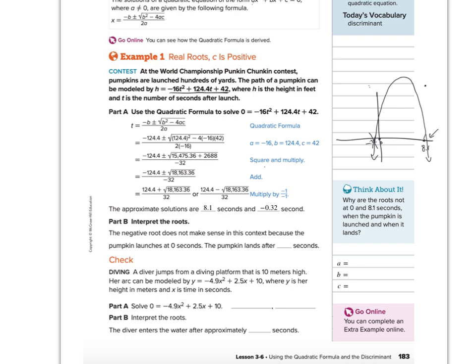So here we go. Interpret my solutions. It landed here and here, but we can't go back in time. Interpret the roots. The negative root does not exist. So the pumpkin lands, hits the ground after 8.1 seconds. There you go.